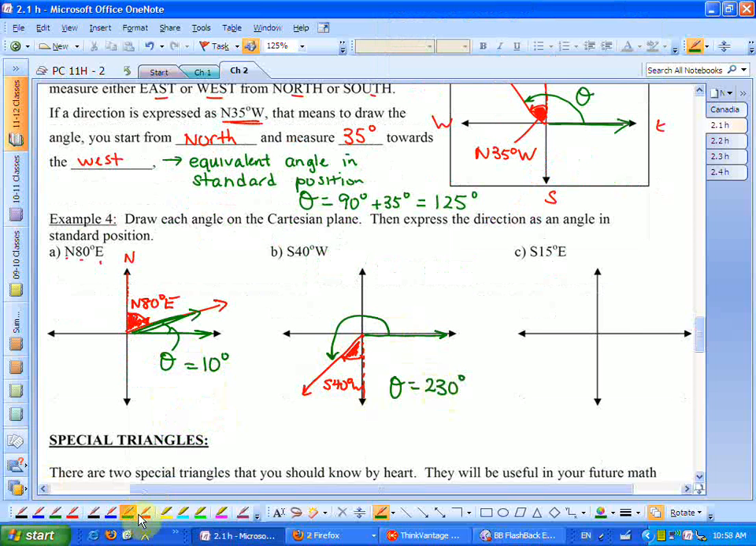And the last one, going S, then 15 degrees to the east. We'll go this way. So there we go. Here's our angle. This is S15E. And then, of course, if you want the angle in standard position, you're measuring like this again. So theta equals 285? Okay. Good.